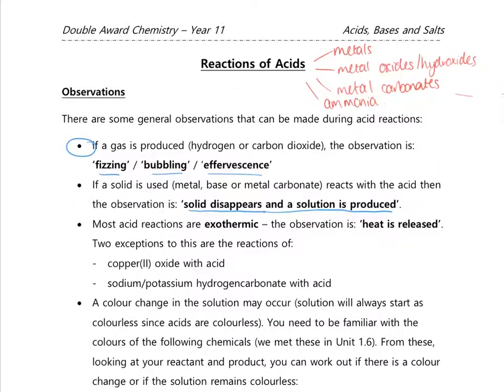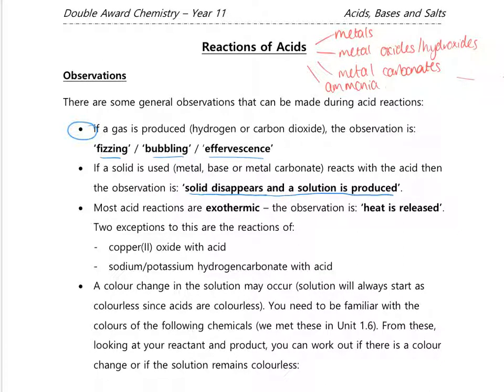Most acid reactions, when they react, they release a lot of heat, or in other words, they're exothermic. We'll meet that term again next year. And what we write down as our observation is heat is released. So if you've got a reaction of an acid, you can assume heat is released. But there are 2 exceptions that you need to be familiar with.